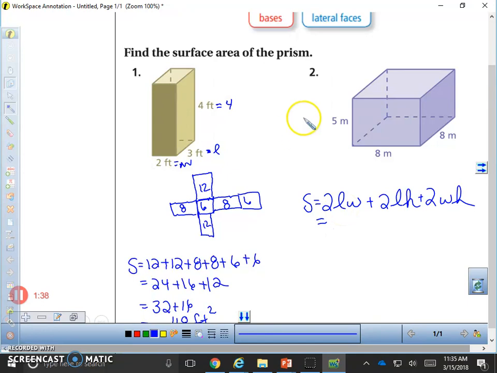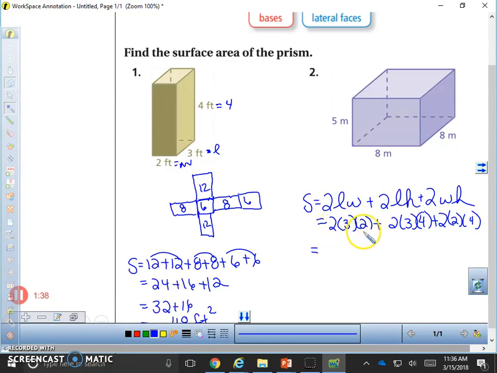We're going to plug these in for each. So 2 times length, which I said was 3, times width, which I said was 2, plus 2 times the length 3 times the height 4, plus 2 times the width 2 times the height 4. All of these are coming from the fact that we have 2 of every side. 2 times 2 times 2, see? 2 of every side. This is where the formula comes from.